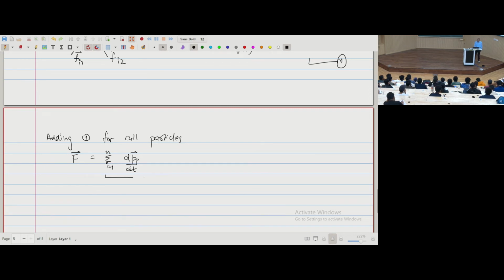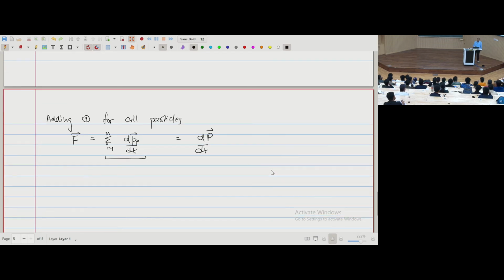So we want to convert this to potentially a form that looks like d by dt of p of the complete system. Then we have a nice analogy between Newton's second law written in the momentum form for a particle as well as for a system. Let's see if we can do that. So this we do not know right now. So we're trying to see if we can write that.